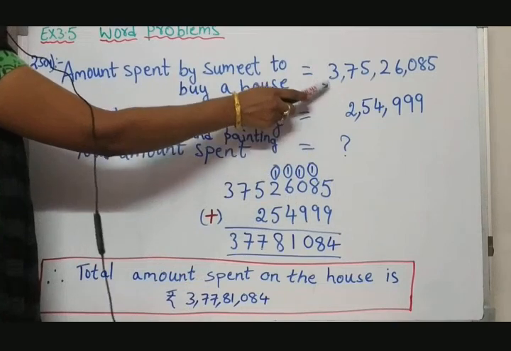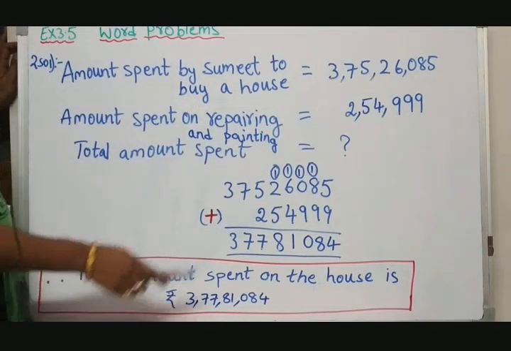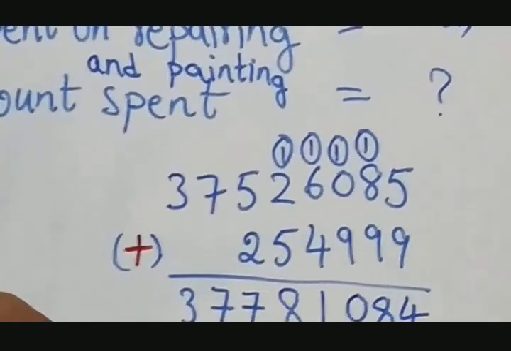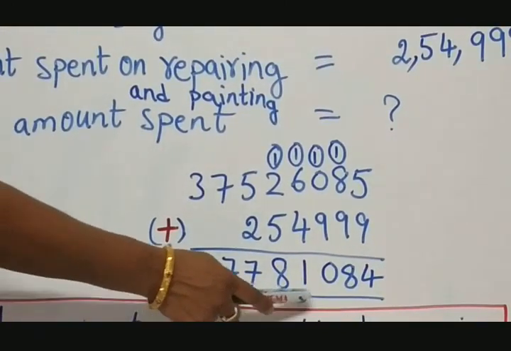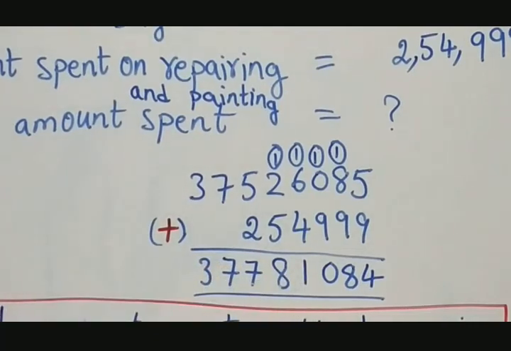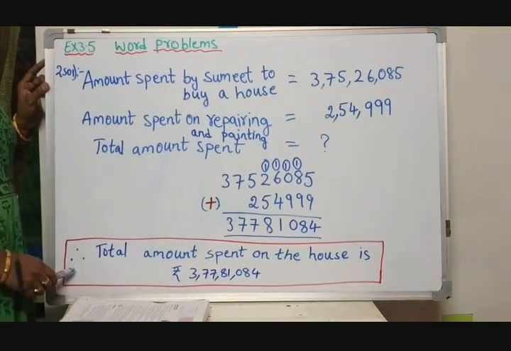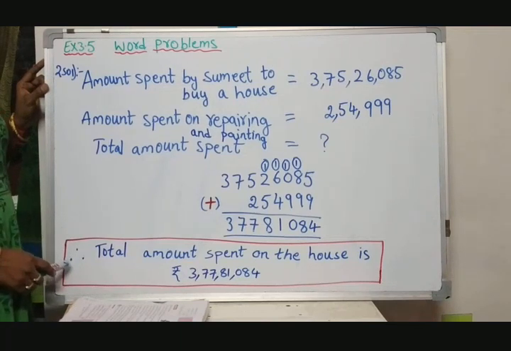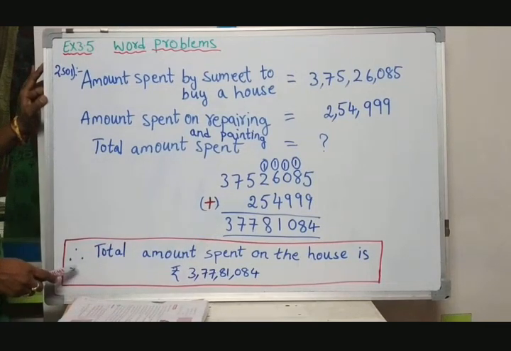These 2 are the numbers given in the story sum. Now we have to perform addition. So I just added here. The answer we got after addition is 3 crores 77 lakhs 81,084. So we have to write the therefore statement. In a story sum, writing the therefore statement is very important. These 3 dots are the symbol of therefore. After finding the answer, we have to write the therefore statement.